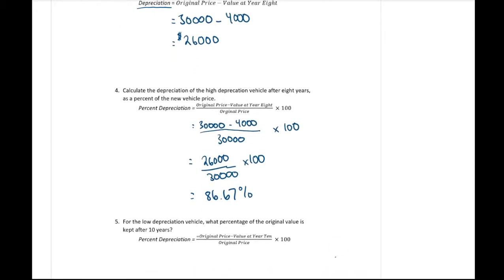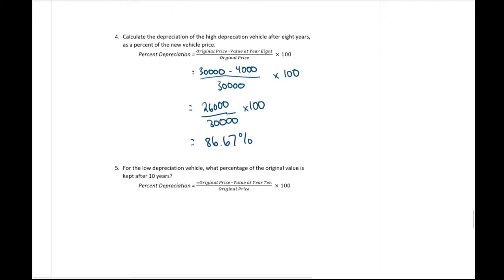For 5, same idea, just a different question looking at a different year and a different scenario. So for the low depreciation, so again, that's the difference here. We're looking at low depreciation. What percentage of the original value is kept after 10 years? So the percent depreciation is going to be the original price minus the value at year 10. So the original price was $30,000 minus the value at year 10.